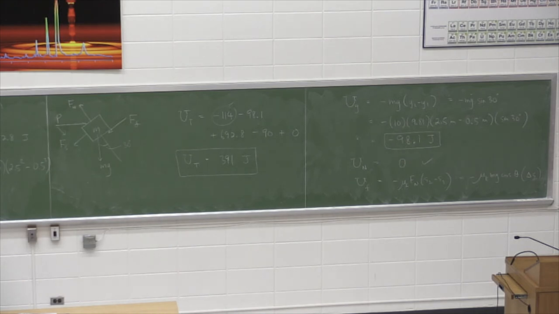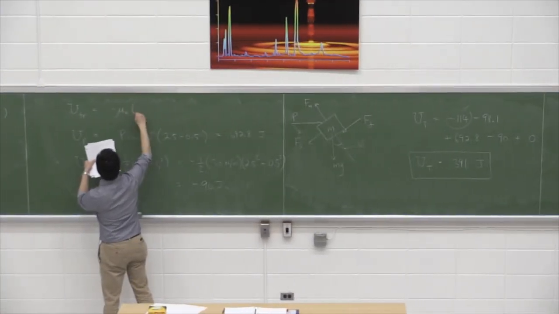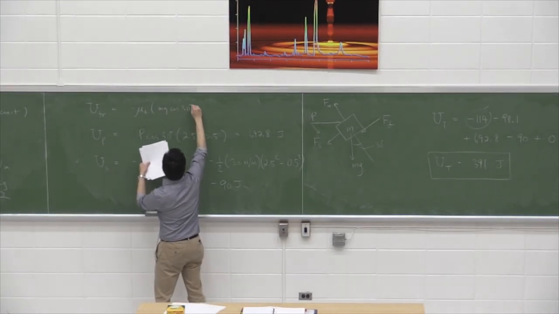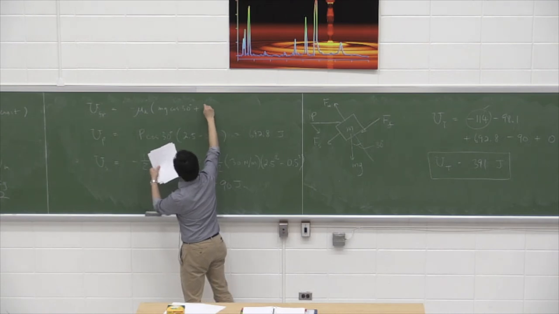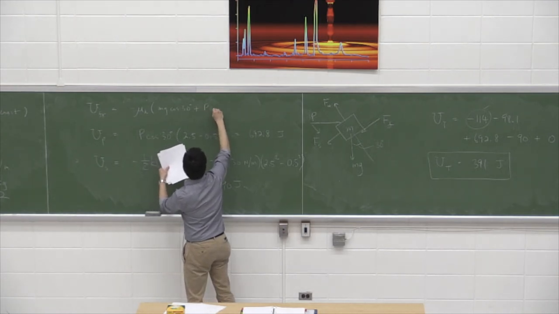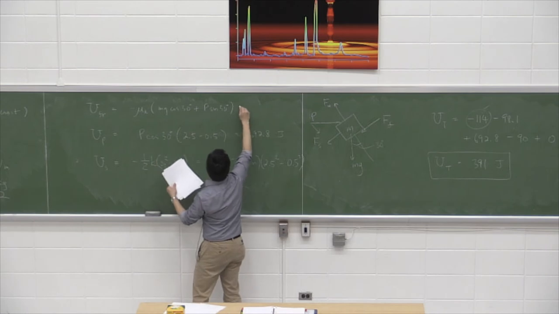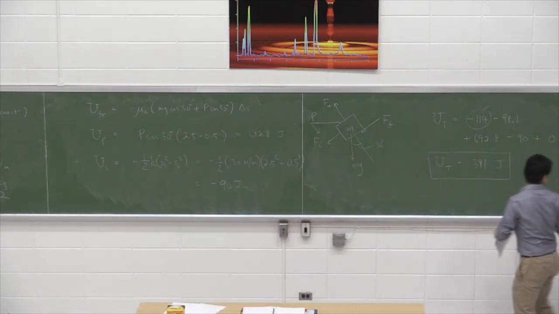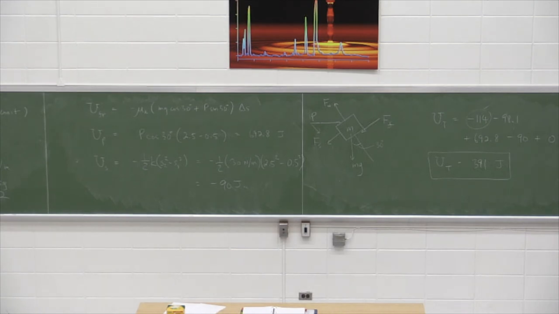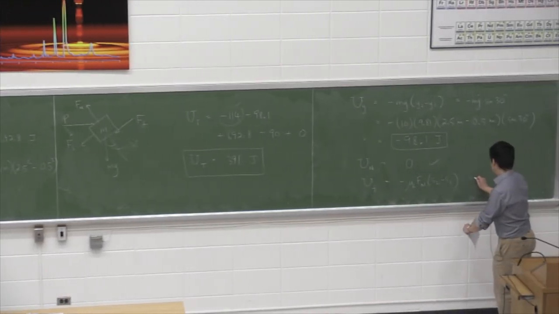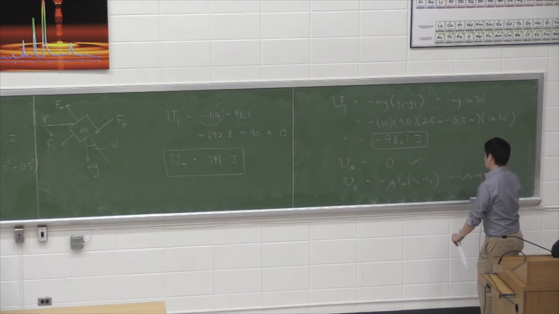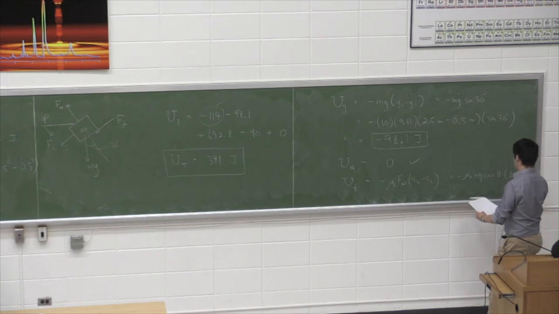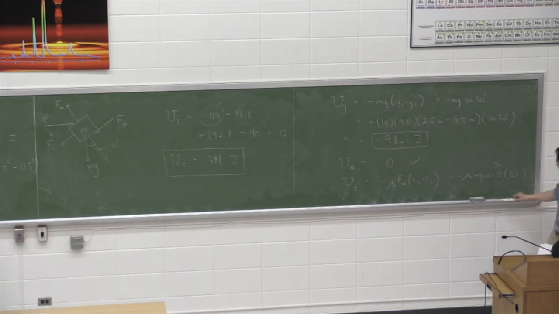So this was negative mu k, and the Fn is actually mg cos 30 minus or plus P sin 30. Absolutely. My apologies. Let's do that. That was wrong. So this is wrong. Forgot P.